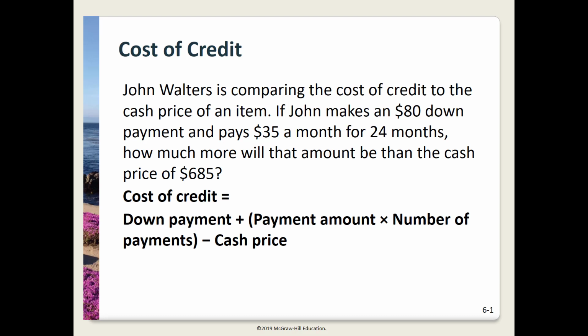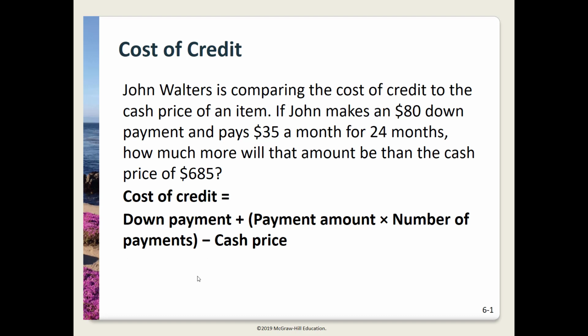In this video, I'll be going over the Chapter 6 homework. So here's our first example. We'll be calculating the cost of credit. John Walters is comparing the cost of credit to the cash price of an item. If John makes an $80 down payment and pays $35 a month for 24 months, how much more will that amount be than the cash price of $685?